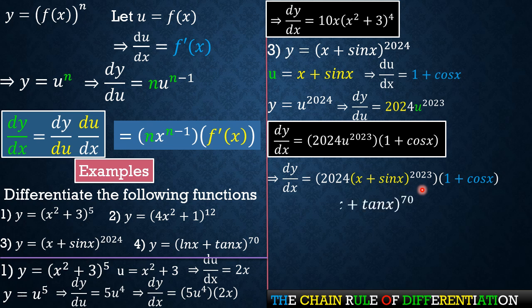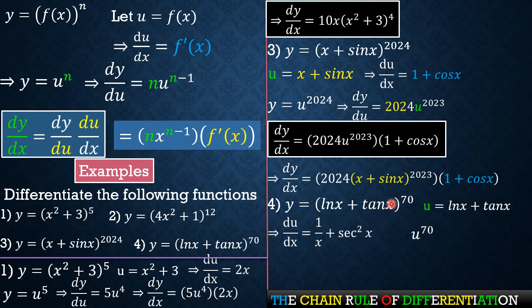All right, let's look at question 4, guys. Question 4 wants us to differentiate y equals (the natural log of x plus tangent of x) all to the power 70. Without wasting time, we let u be the natural log of x plus tangent of x. That implies du by dx becomes, differentiating term by term, 1 over x for the natural logarithm of x, and sec squared of x for tangent of x.